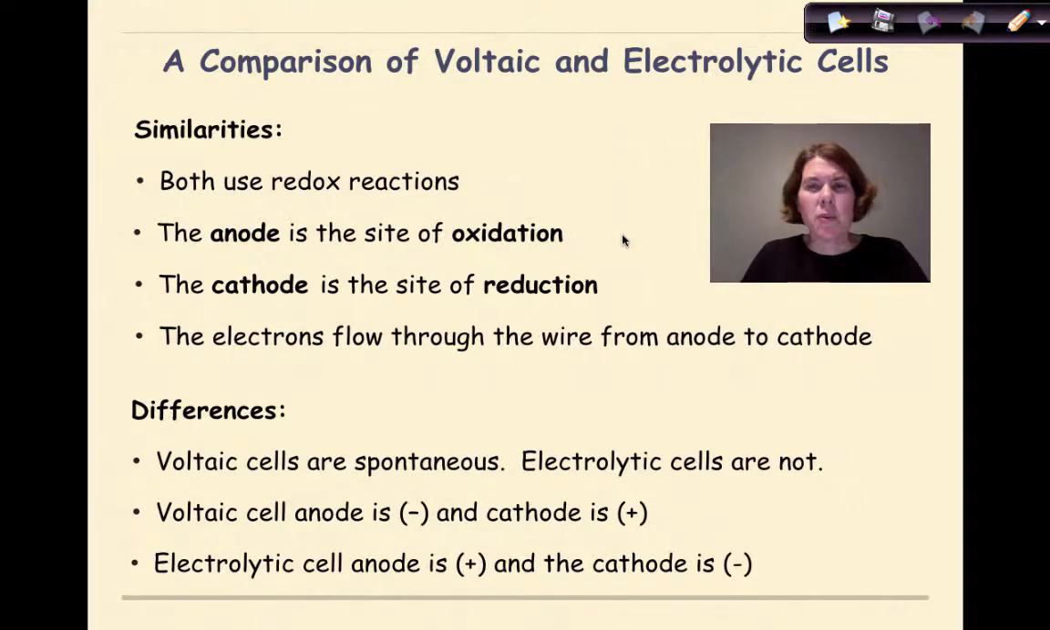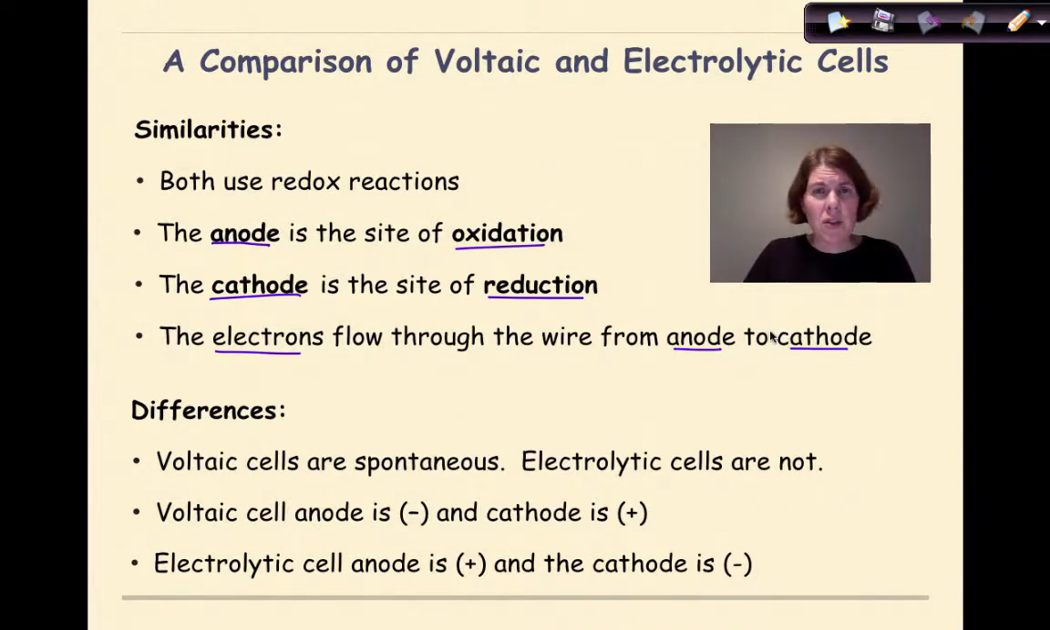A comparison of voltaic and electrolytic cells. Here's the similarities between these two types of electrochemical cells. Both use redox reactions. The anode, no matter if you're talking about voltaic or electrolytic, will always be the site of oxidation. The cathode will always be the site of reduction. So those stay constant. So you can use An Ox, Red Cat with no worries. And electrons will still flow through the wire from the anode to the cathode. So you can still follow your alphabet. A, B, C, anode to cathode.